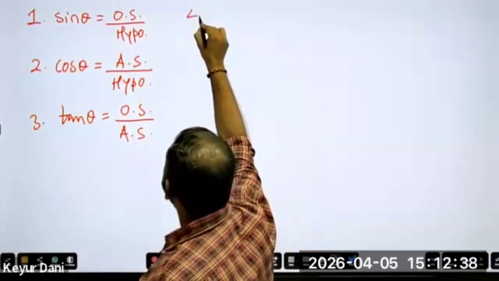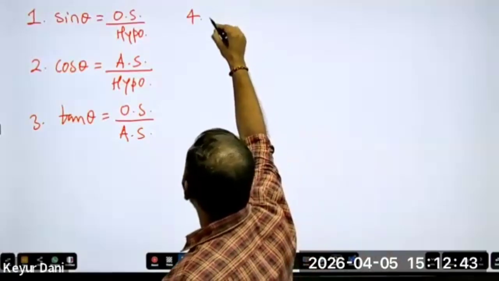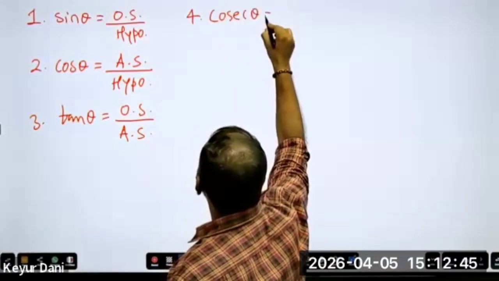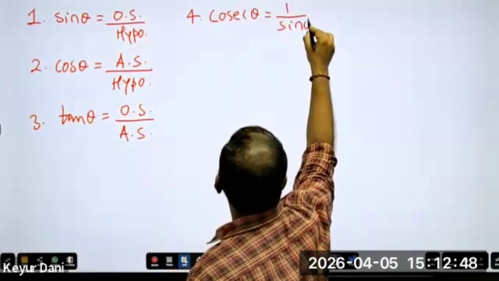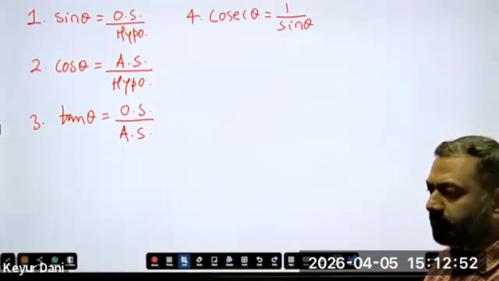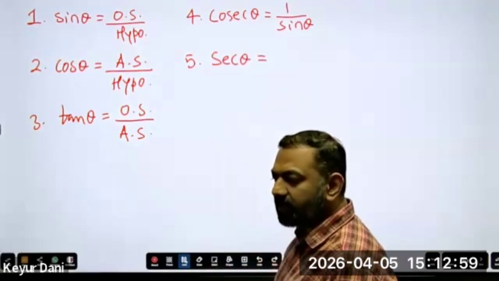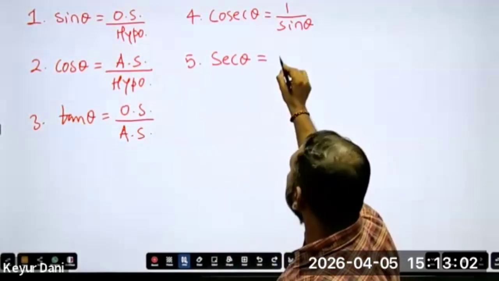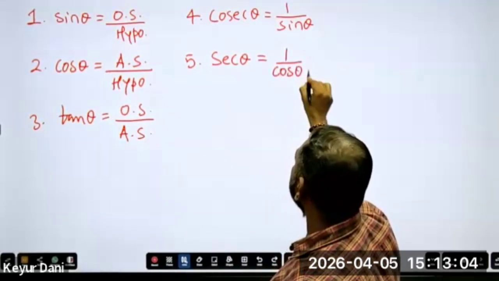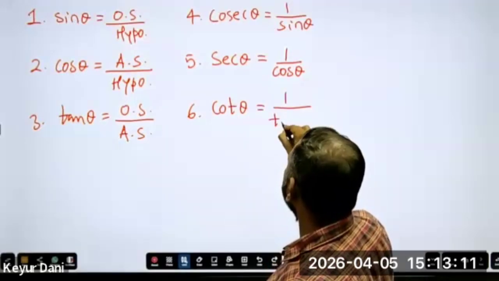Now the next three ratios. The fourth one is cosec theta. Now what is cosec theta? Cosec theta is the reciprocal of sine theta. Next is sec theta. Now what is sec theta? Sec theta is the reciprocal of cos theta. So it is 1 upon cos theta. And the sixth one is cot theta, which is 1 upon tan theta.